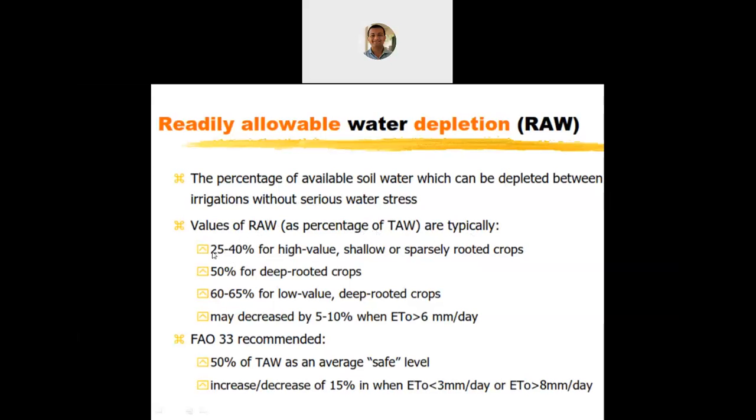That means the readily available water, 25 to 40% of the total available water, is for high value, shallow or sparsely rooted crops. In case of deep rooted crops, it is basically 50%, while for very deep rooted crops, it is 60 to 65% of the total available water. That means based on the rooting pattern, the range of the readily available water changes. For a safe level, 50% of the total available water may be referred to as the readily available water.